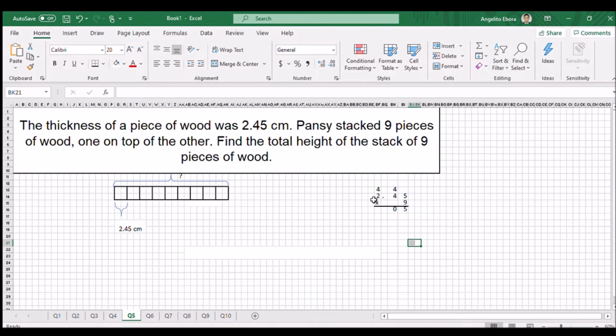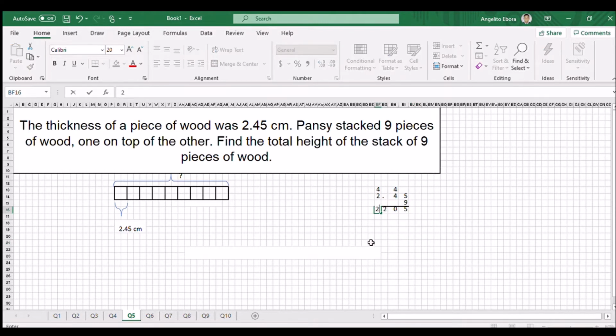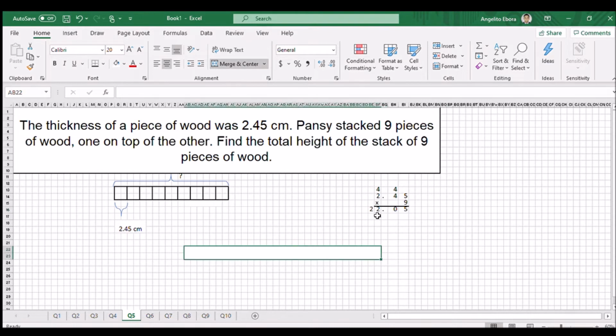And then 9 multiplied by 2 ones is 18, plus 4 is 22. Okay, so where is the decimal here? I just need to adjust here. So the decimal is there. As you can see, 9 is a whole number, and 4, 5, we have two decimal places. So 1, 2. So decimal here. So 22.05.